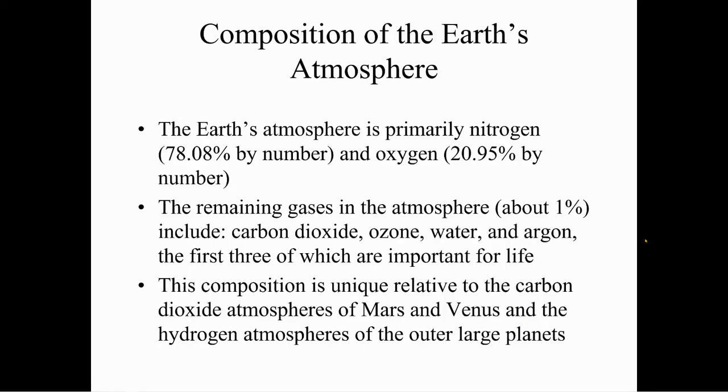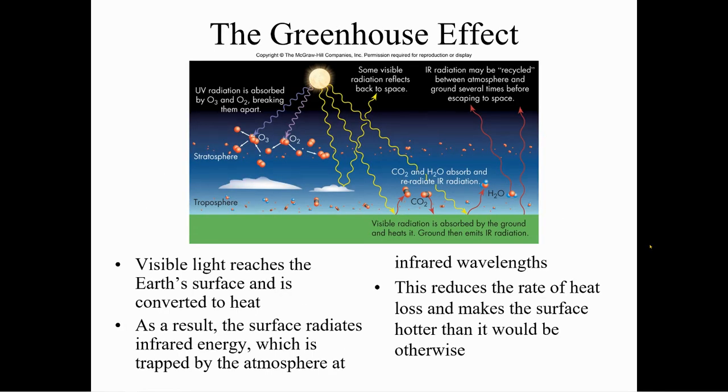Just like we have a composition for the Earth, there is a composition of the atmosphere. The Earth's atmosphere is primarily nitrogen, 78%, and oxygen, 21% by numbers. The remaining gases in the atmosphere are about 1%. They include carbon dioxide, ozone, water, and argon, the first 3 of which are important for life. This composition is unique relative to the carbon dioxide atmospheres of Mars and Venus, and the hydrogen atmospheres of the outer, larger planets.